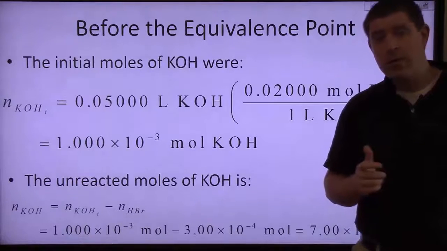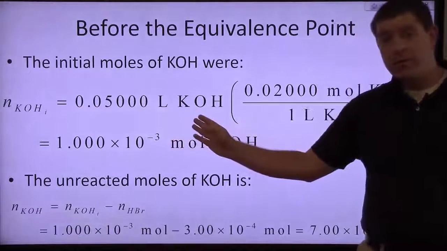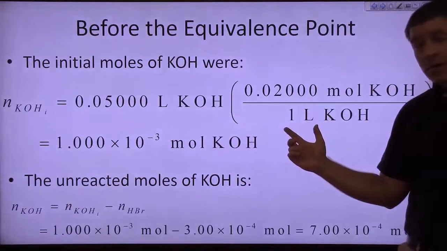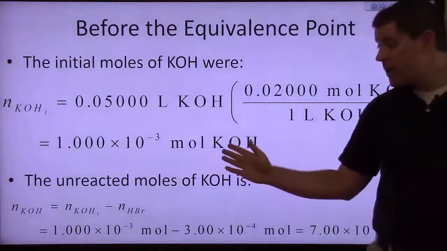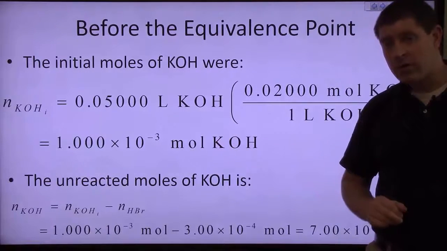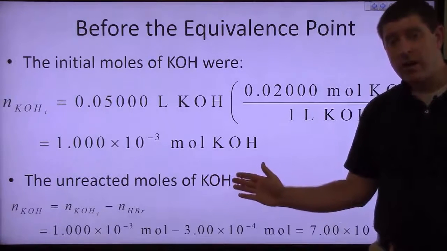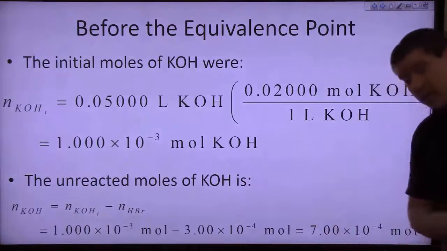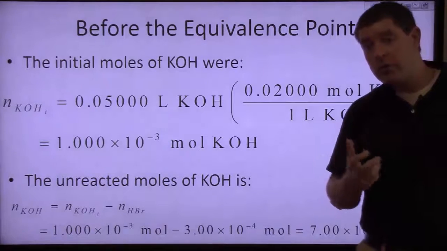So let's figure out how many moles of potassium hydroxide we started with. Well, we know that we started out with 50 milliliters of our potassium hydroxide. We know the concentration of potassium hydroxide was 0.02 molar, and that means that we had 1 times 10 to the minus 3 moles of our potassium hydroxide. Now, once we've subtracted the number of moles of potassium hydroxide that have reacted away, then we get a value of 7.0 times 10 to the minus 4 moles of potassium hydroxide that are still present in solution.